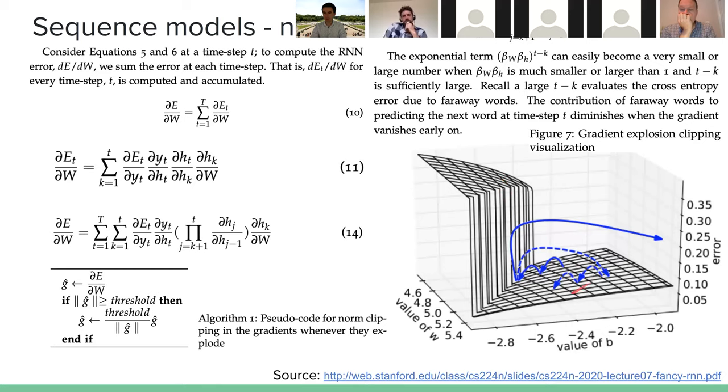So hopefully by keeping the W's in check and by clipping this gradient, you're hopefully avoiding this situation where your cost spikes up depending on if your gradient explodes or vanishes.